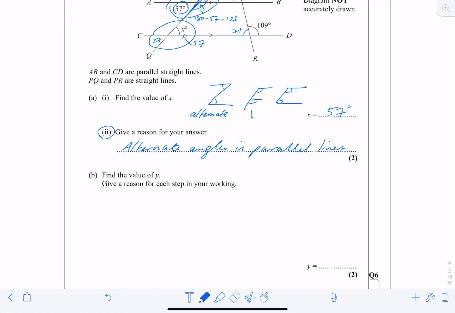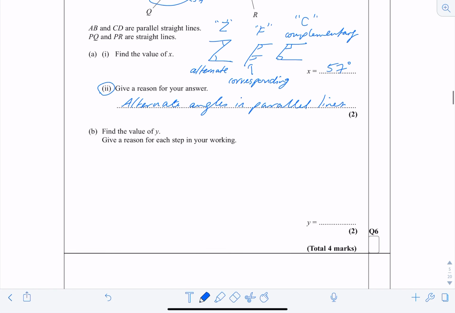Alternate, corresponding, I think this is what they're called, and complementary angles. Okay, also named Z angles, F angles, and C angles. Even if you mention that, you probably get the marks as well.